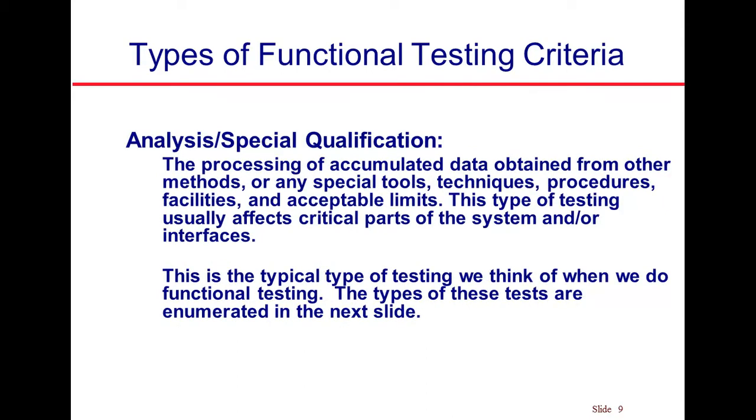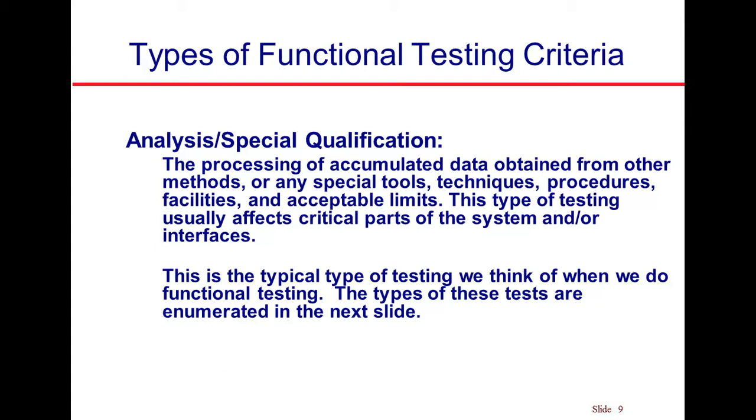Now, in the analysis specification qualification, the processing of accumulated data obtained from other methods or any special tools, techniques, procedures, facilities, and acceptable limits. So this type of testing usually affects critical parts of the system and or interfaces. So this is the typical type of testing we think of when we do functional testing.